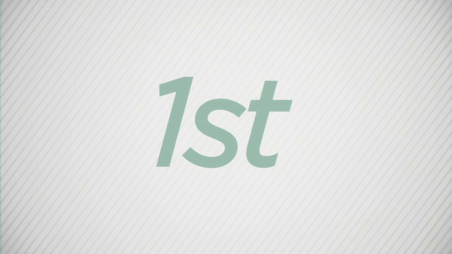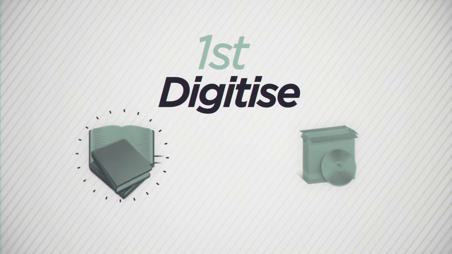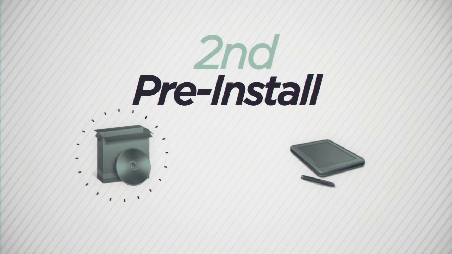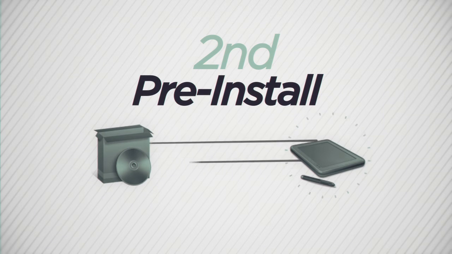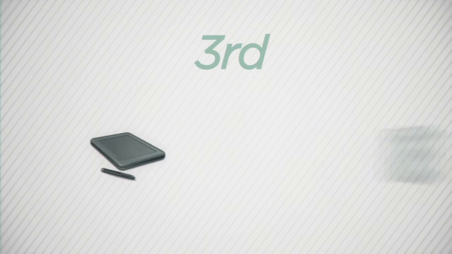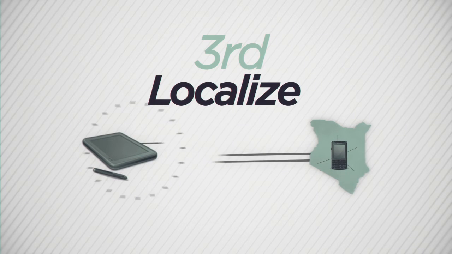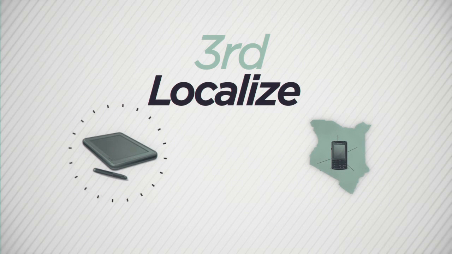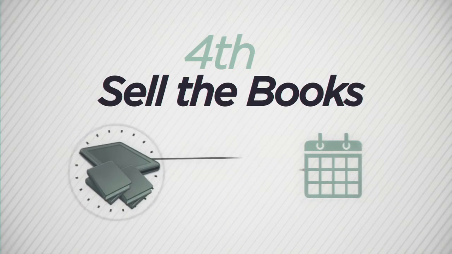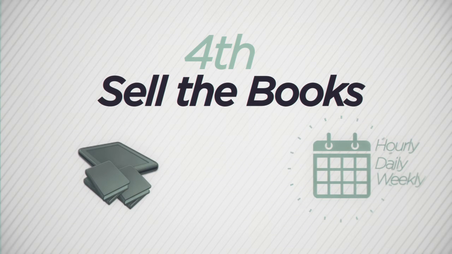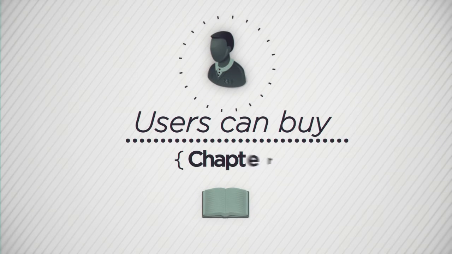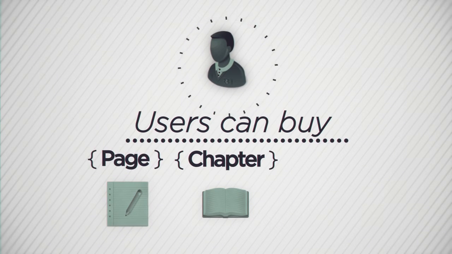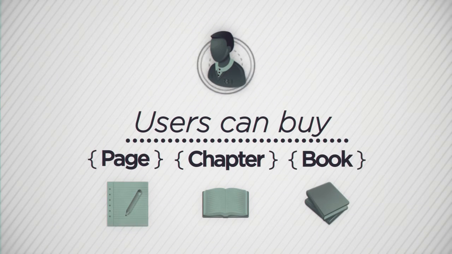Simple. First, digitize all the textbooks in the education curriculum system, something most of the publishers in Kenya have already done. Second, pre-install all these books on a cheap, Android-built, solar-powered tablet. Third, create a mobile payment platform accessible countrywide but localized to the tablet. Fourth, sell the books on an hourly, daily, weekly, or monthly platform. Fifth, introduce being able to buy a chapter of the book or a page of the book instead of just the book itself. What does this do?